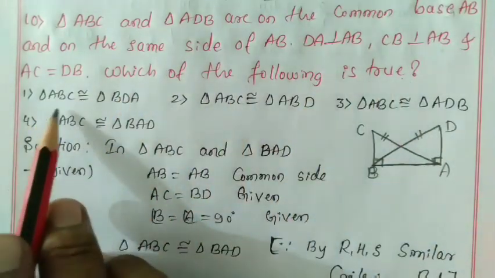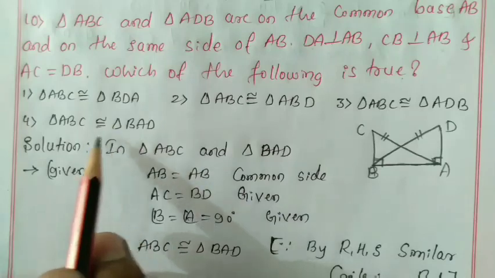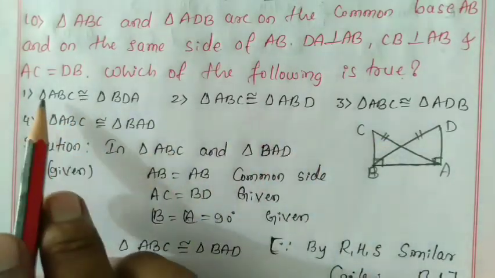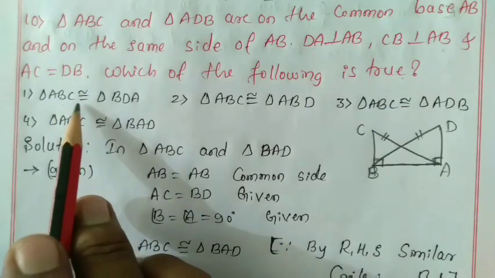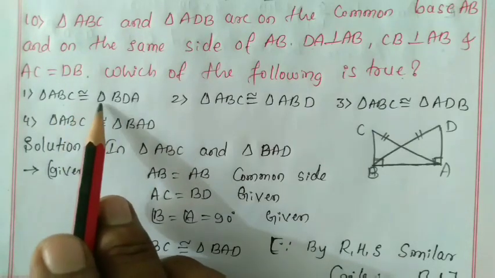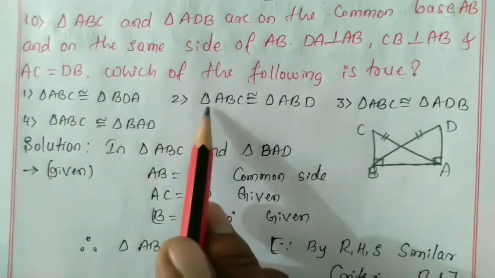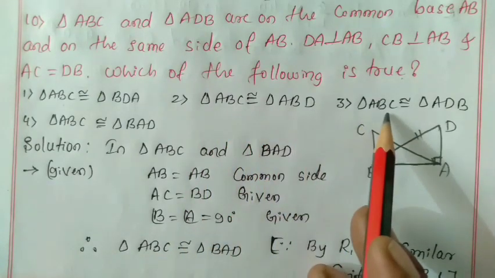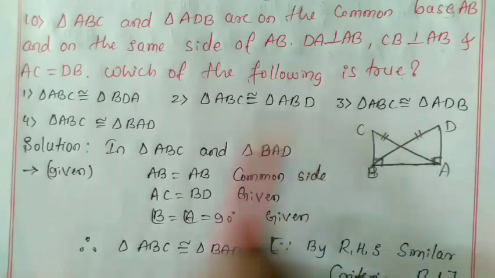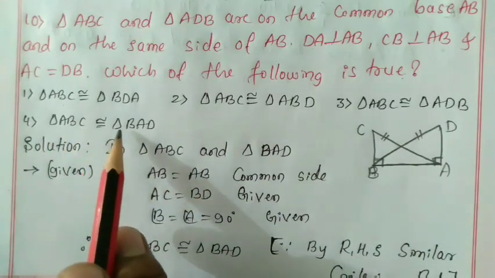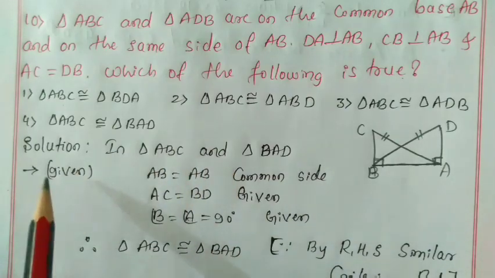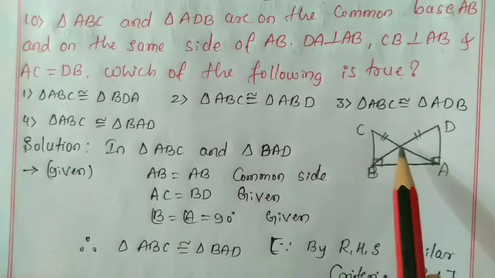Which of the following is true? Means, so here which one is true? This is the question. He is asking which one is true: triangle ABC is congruent to triangle BDA, or triangle ABC is congruent to triangle ABD, or triangle ABC congruent to triangle ADB, or triangle ABC congruent to triangle BAD. This is the question. Okay, so you can write here solution.